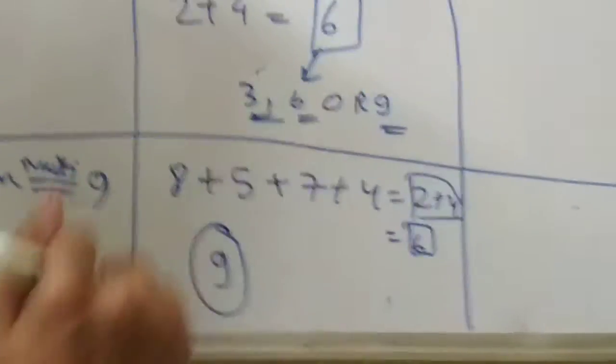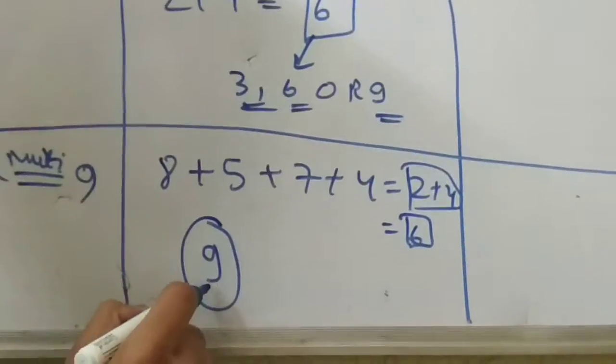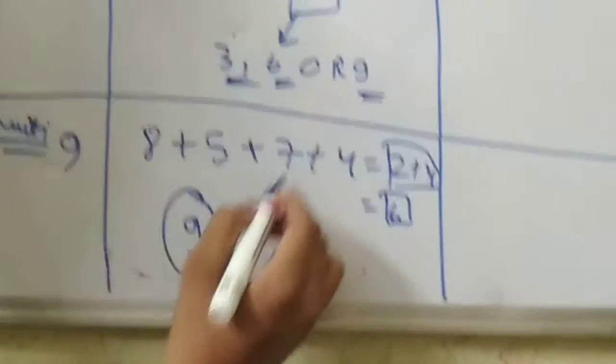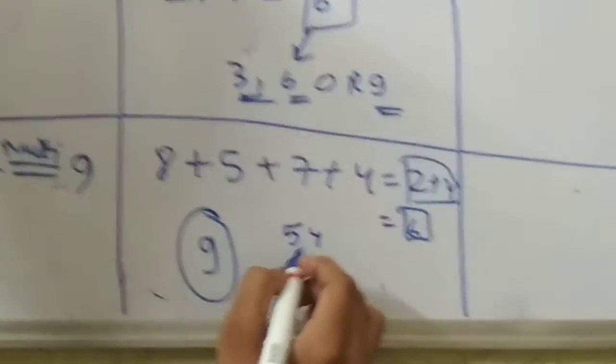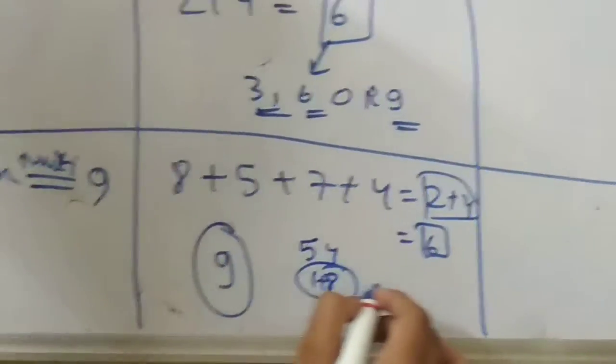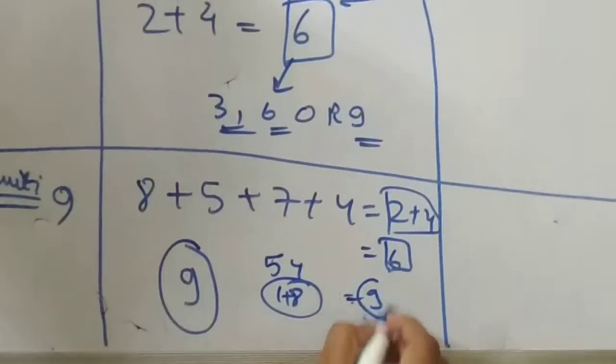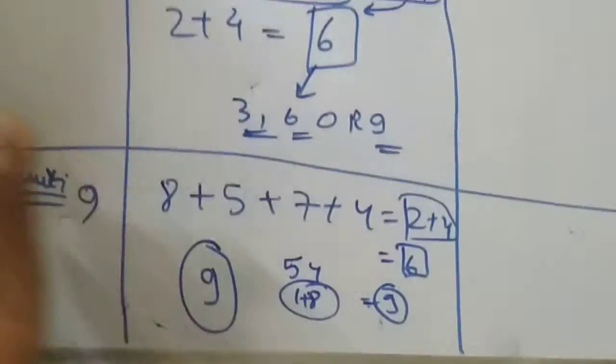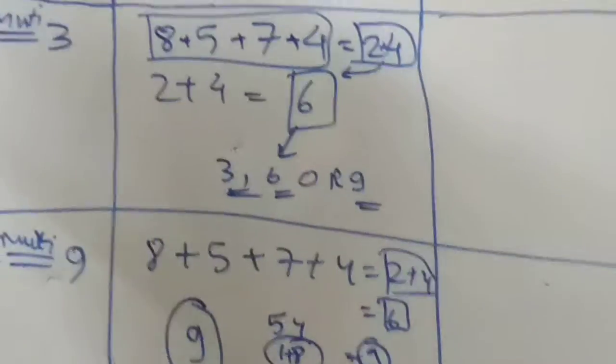That is why if you see any number whose sum of digits is 9, for example 54, or 18, where the sum of digits is 18 and you add 1 plus 8 to get 9, then if the sum of digits is 9, the number will be divisible by 3 and it will also be divisible by 9. So you have to take care.